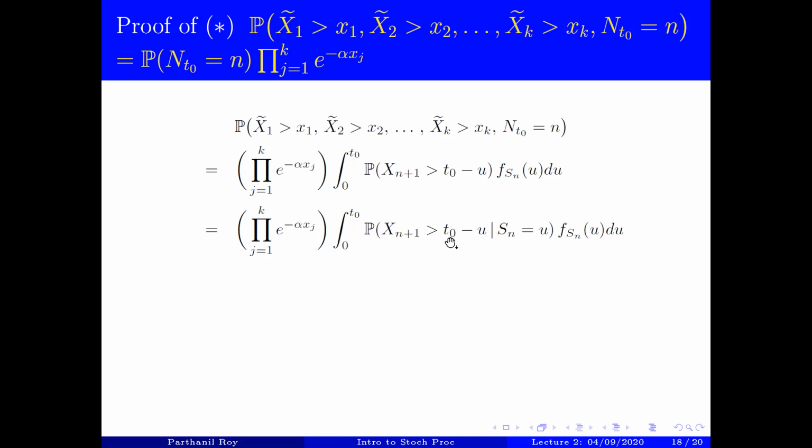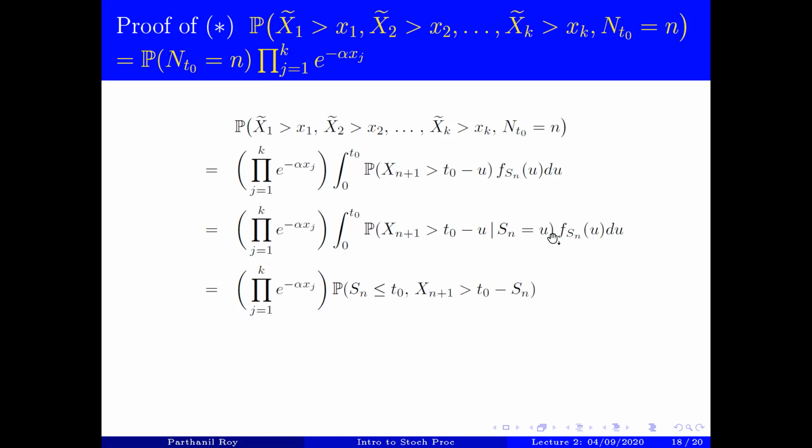But once you see this conditioning, you'll be able to recall that this integral here is equal to the joint probability that Sn is less than or equal to t naught, which is because you're integrating this whole thing from 0 to t naught, and xn plus 1 is bigger than t naught minus Sn.